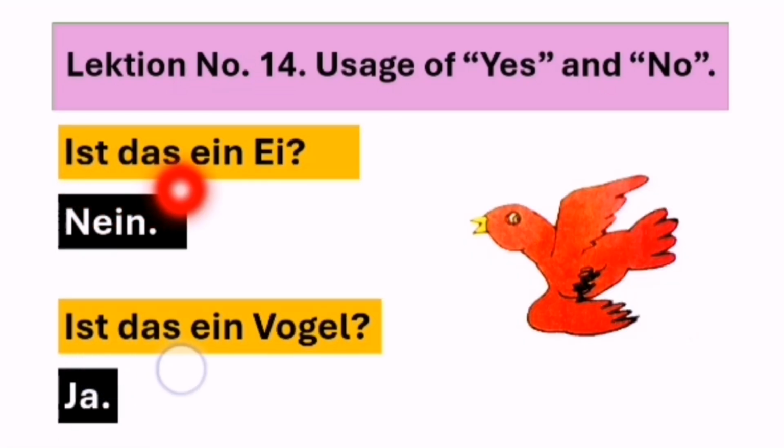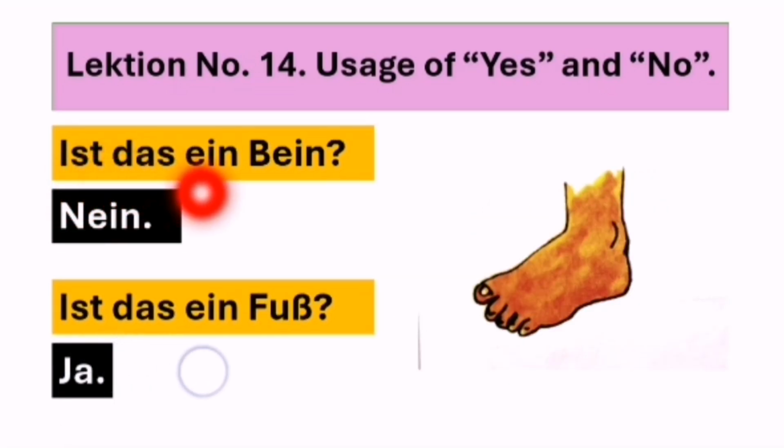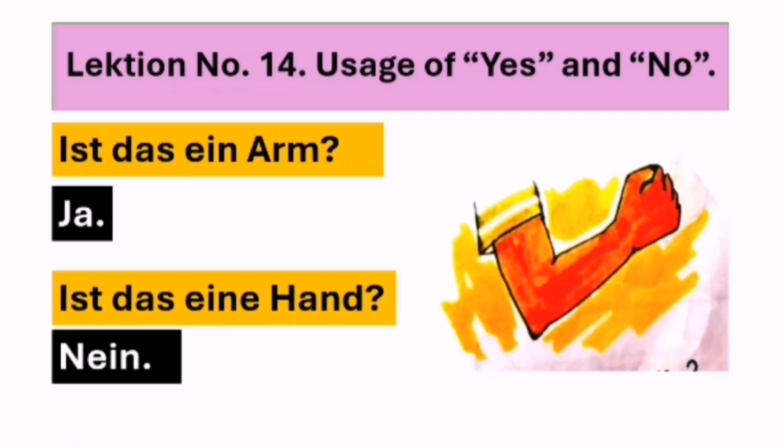Ist das ein Ei? Is this an egg? Nein. No. Ist das ein Vogel? Is this a bird? Ja. Yes. Ist das ein Bein? Is this a leg? Nein. No. Ist das ein Fuß? Is this a foot? Ja. Yes. Ist das ein Arm? Is this an arm? Ja. Yes. Ist das eine Hand? Is this a hand? Nein.